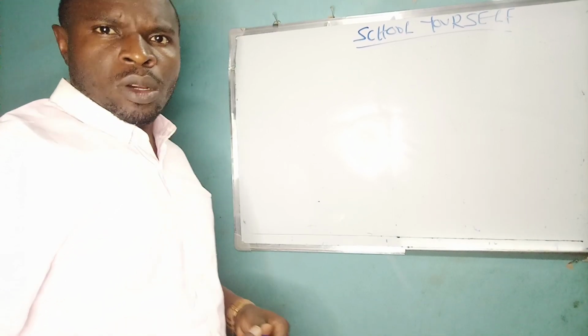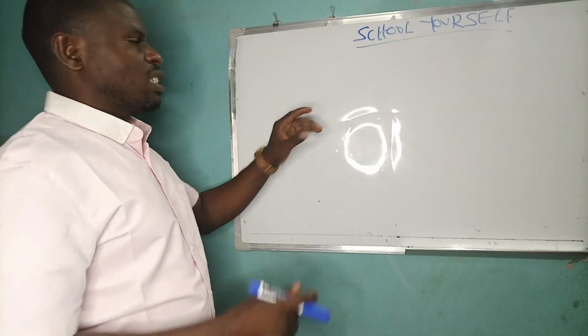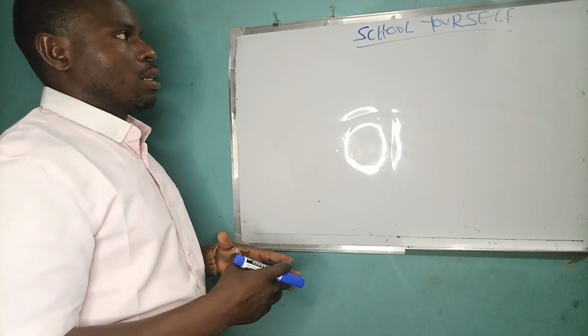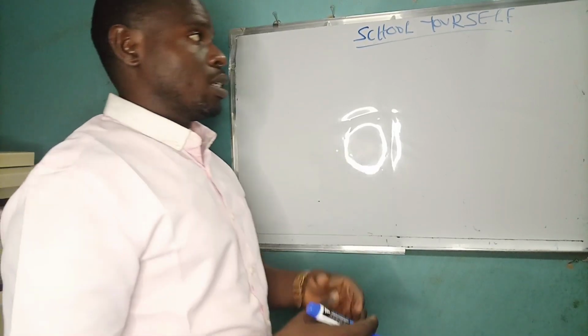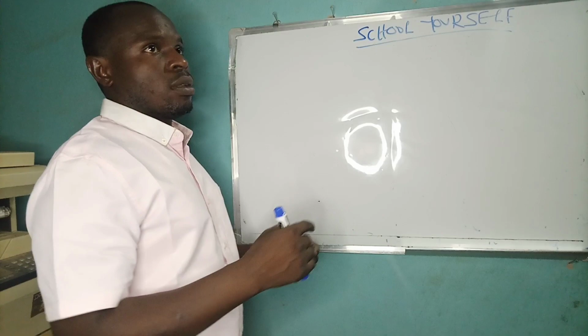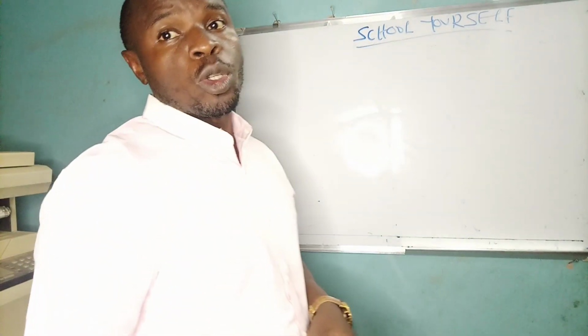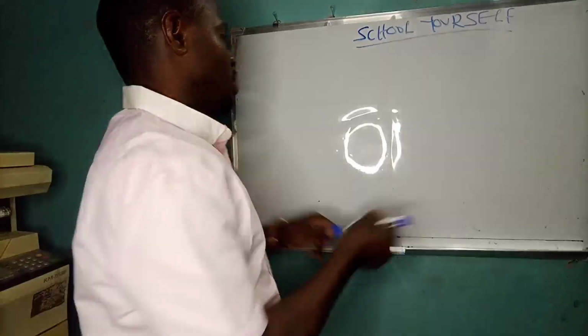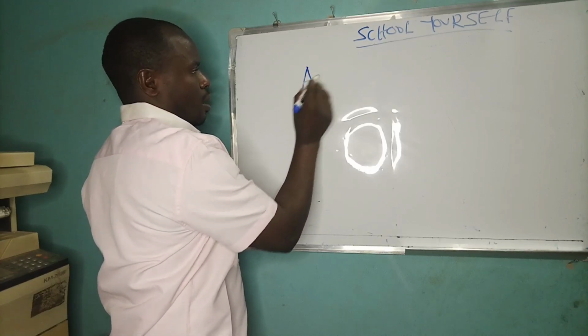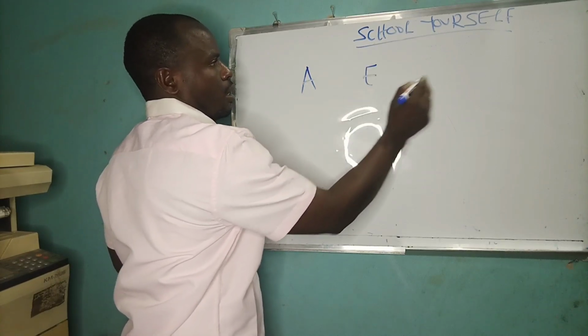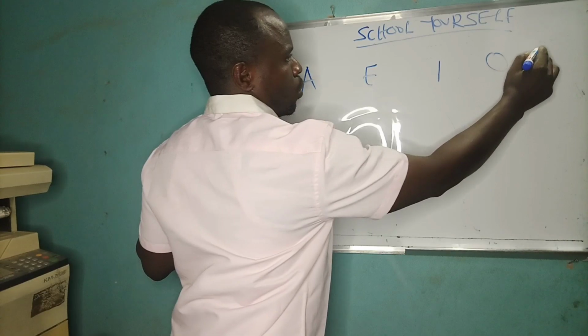So we're talking about the major vowels. We have five major vowels in the English language: A, E, I, O, U. We'll be talking about the sounds of each.